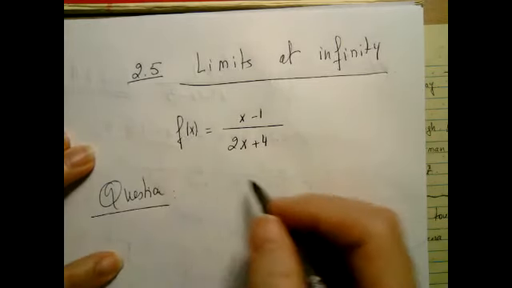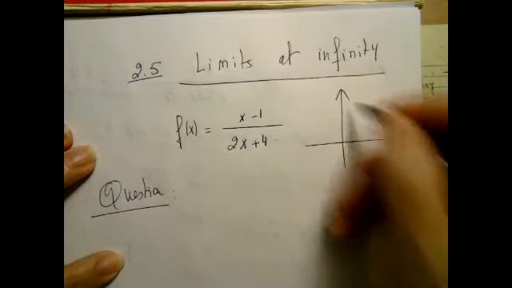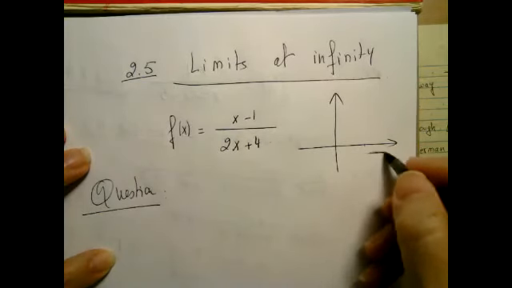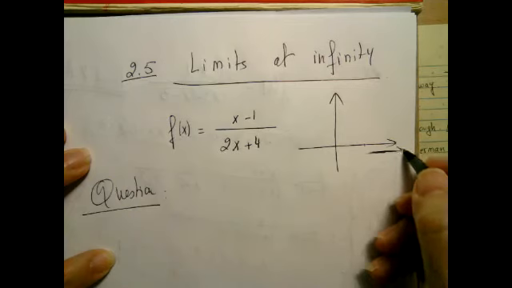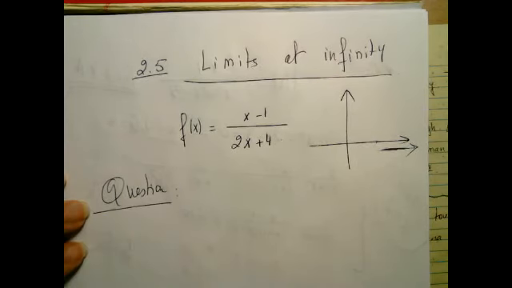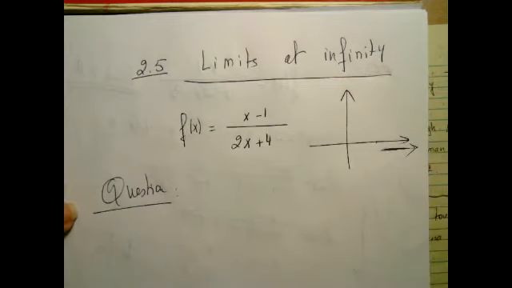What happened? So this is my function. What I'm interested in is the following: what happens to the output value when my input starts getting larger and larger values? When x keeps increasing, taking values like 10,000, 1 million, and so forth, the question is, what happens to the output value?